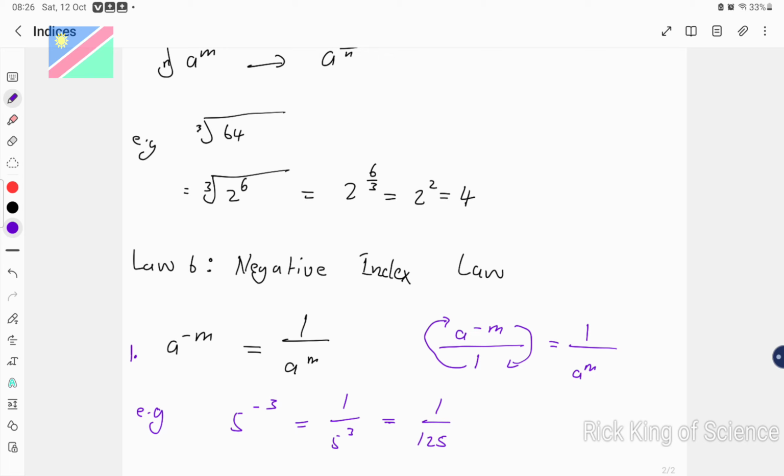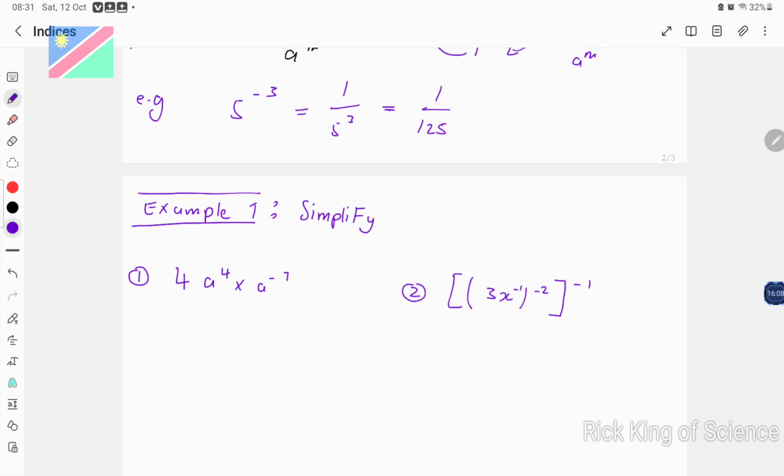So what I want us to do now is to continue. I'm going to put a problem with indices here, and then you're going to try to apply the laws to solve it. Okay, let's go ahead. So here, let us simplify. We have 2 examples here that I want us to do. In this case, you are simplifying, meaning you want to combine that.